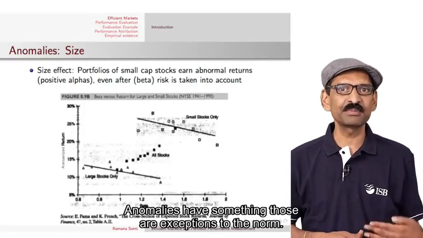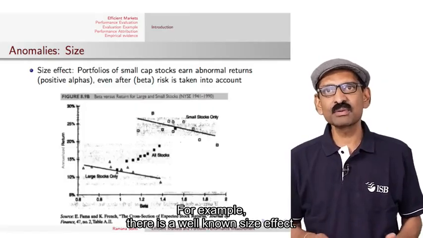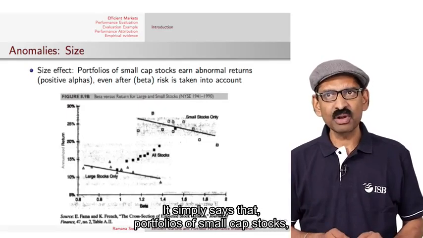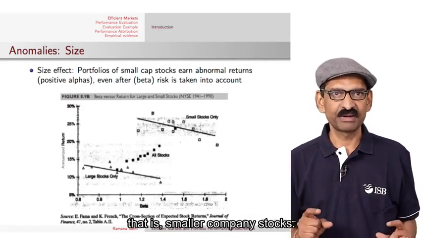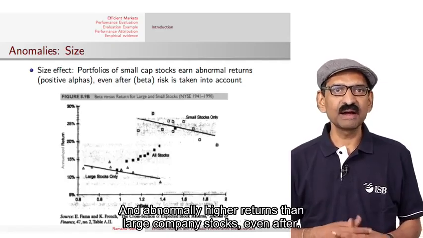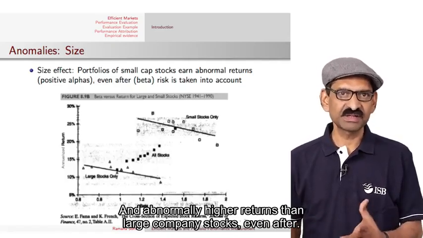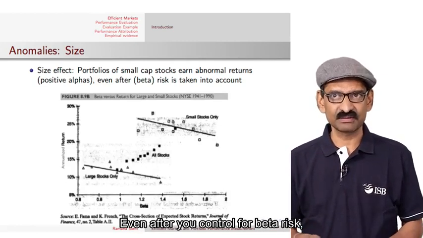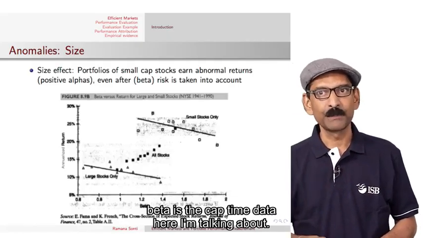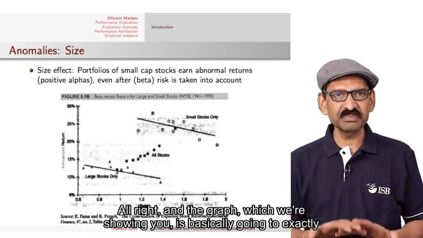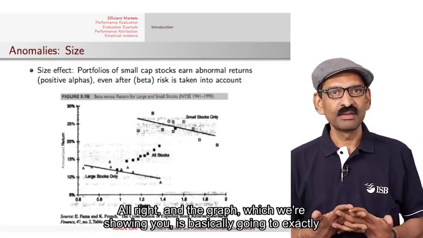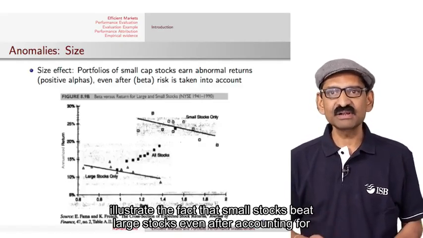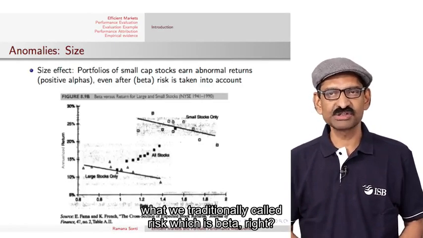Anomalies are exceptions to the norm. For example, there is the well-known size effect. What is the size effect? It simply says that portfolios of small cap stocks, that is smaller company stocks, earn abnormally higher returns than large company stocks, even after, and this is important, even after you control for beta risk. Beta is the CAPM beta I'm talking about. The graph we're showing you illustrates that small stocks beat large stocks even after accounting for what we traditionally call risk, which is beta.